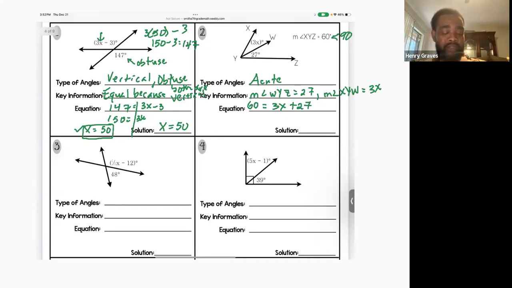Oh, sorry, 60 minus 27. Yeah, it's 33. So 33 is equal to 3x. Divide both sides by 3, so your x is equal to 11.